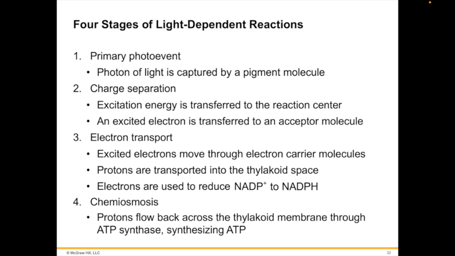These 4 processes make up the 2 stages of the light-dependent reactions mentioned at the beginning of this chapter. Steps 1 through 3 represent the stage of capturing energy from light. Step 4 is the stage of producing ATP. In the rest of this section, we will discuss the evolution of photosystems and the details of photosystem function in the light-dependent reactions.